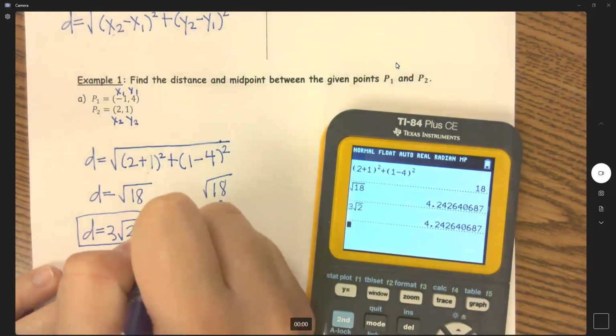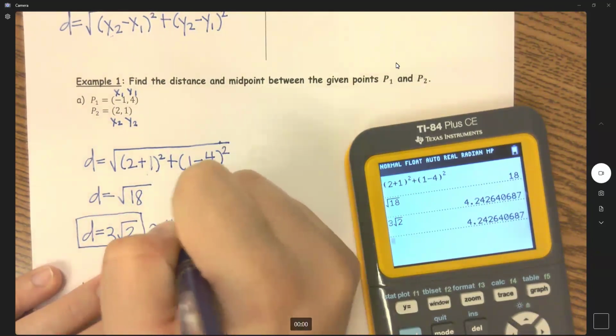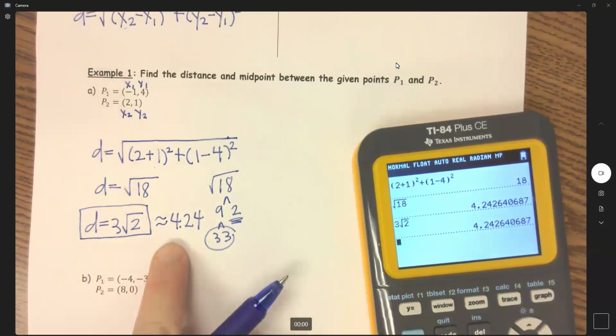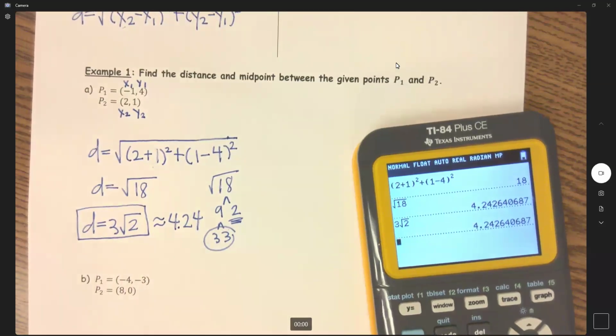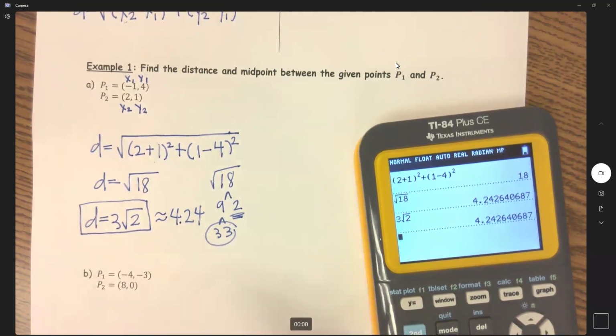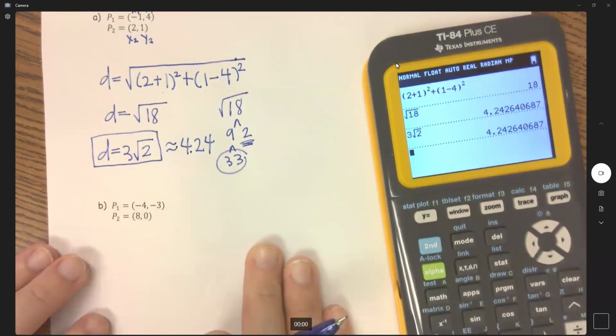This is good more really to know by decimal, that if you plot these 2 points, they are roughly 4 1/4 units apart. Okay, and that makes more sense to us than 3 square root 2. But I think MyMathLab wants the radical form.